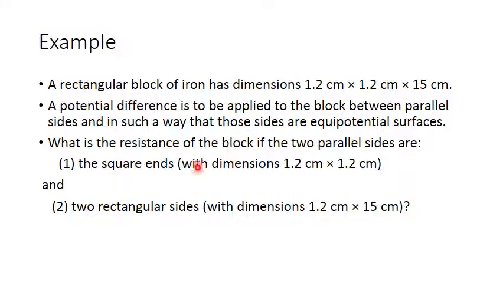First, if the two parallel sides are the square ends, 1.2 by 1.2, so assuming that the cross section area is 1.2 by 1.2. The other case is: what is the resistance if the rectangular sides are 1.2 by 15? In this case, this is the cross section area and this is the length. Okay, so we have two different situations, and we will see what the resistance of this one is and what the resistance of this one is.